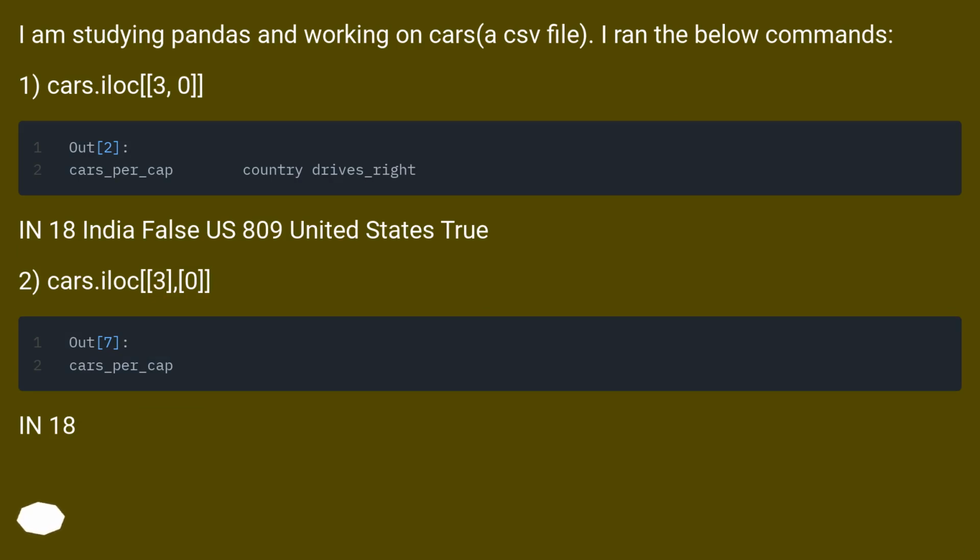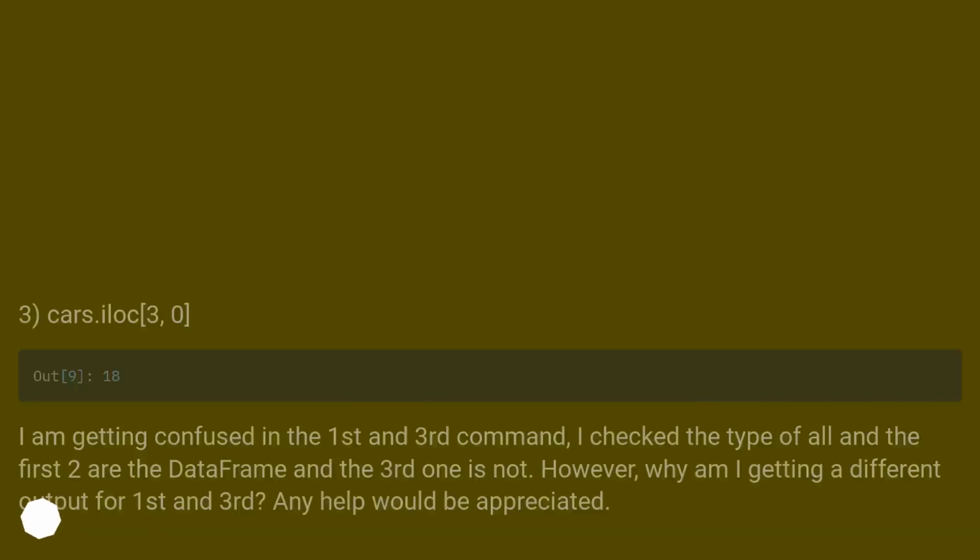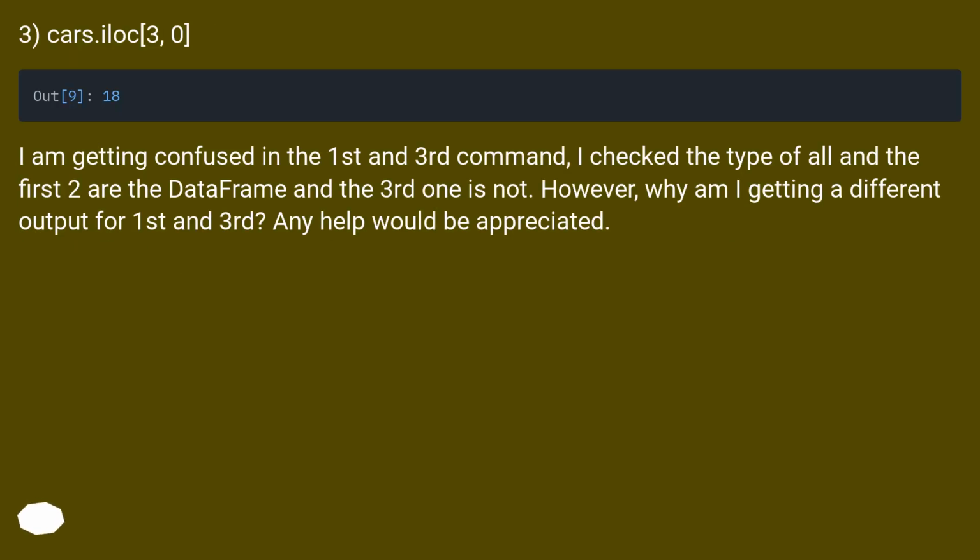1. cars.iloc[[3], [0]]. In 18: India False, 809 United States True. 2. cars.iloc[[3], 0]. In 18. 3. cars.iloc[3, 0].